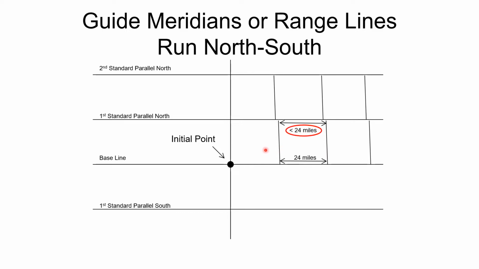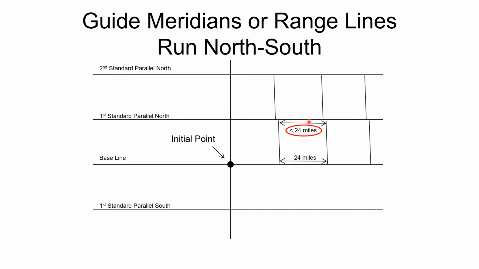So once those are laid out, one thing to note is that this distance along the baseline here, for instance, is exactly 24 miles. Whereas this distance along the first standard parallel, north, is a little bit less than 24 miles. And that's because on the globe, perfectly north-south lines are not parallel. They all converge at the North Pole, of course, or the South Pole. So as you go further north, they get closer together. And that's why they only go 24 miles north, so that they minimize that error that occurs.